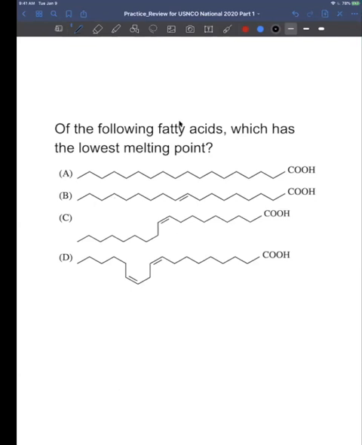Most students choose D. D is correct. More double bonds means the carbon chain will be more zigzag, right? More irregular, which will make the distance of 2 adjacent chains further away, and then make the intermolecular forces smaller, right? So then it has a lower melting point.